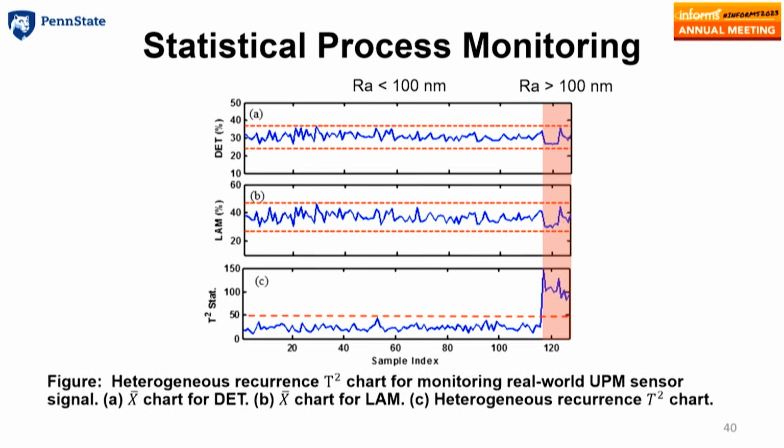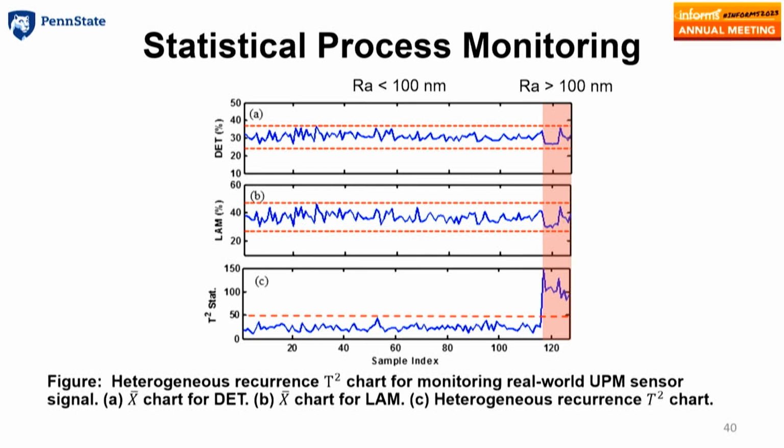And then based on the data, sensor signals, we will be able to extract, and we can plot the transitions, and based on the transitions, we can extract the recurrence behaviors or the quantifiers. Then we can see that this is a traditional method, top panel A and B, and this is what we have for the heterogeneous recurrence. We can see when RA changes, traditional methods cannot distinguish from the sensor signals. However, the new method can distinguish the behavior, the surface finish variations from the sensor signals.